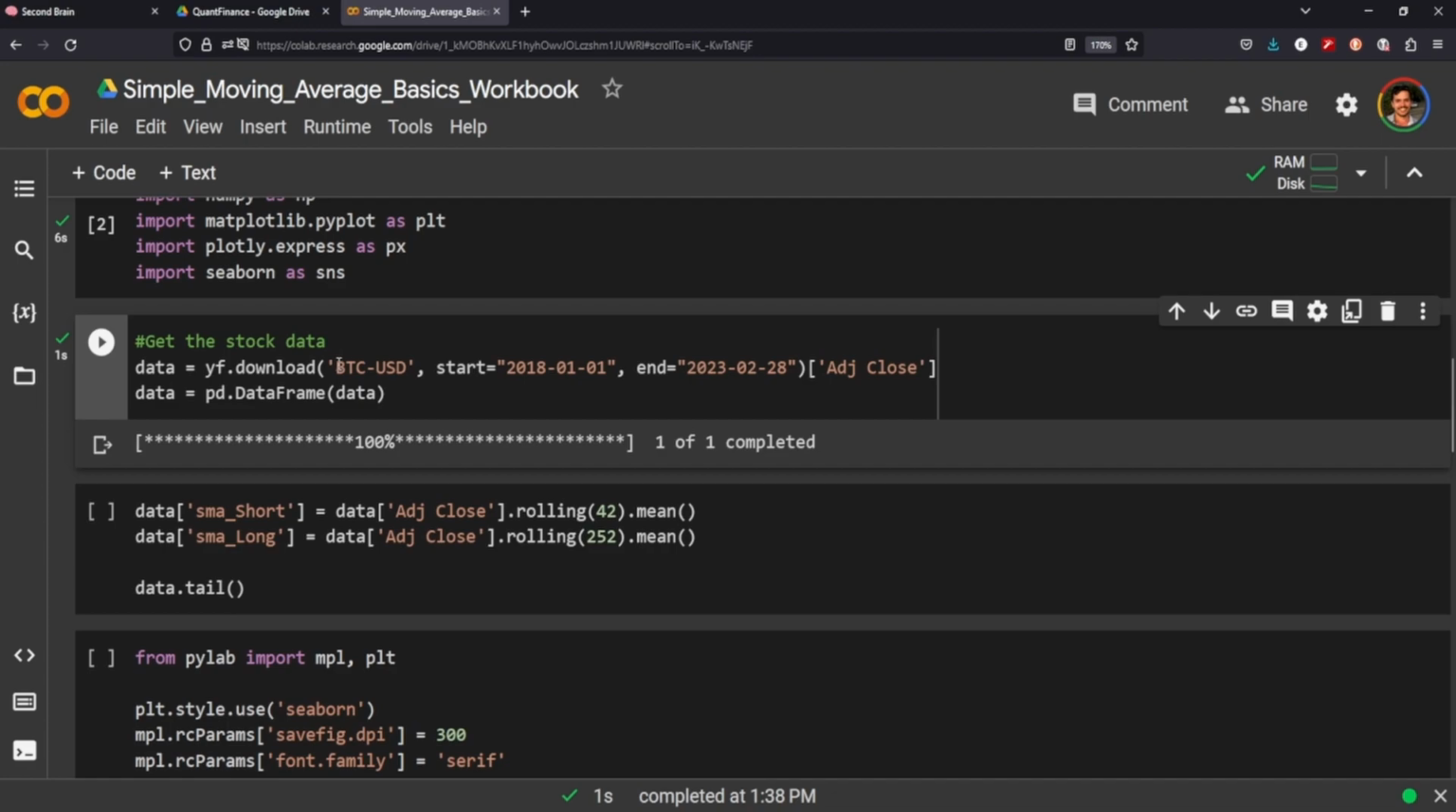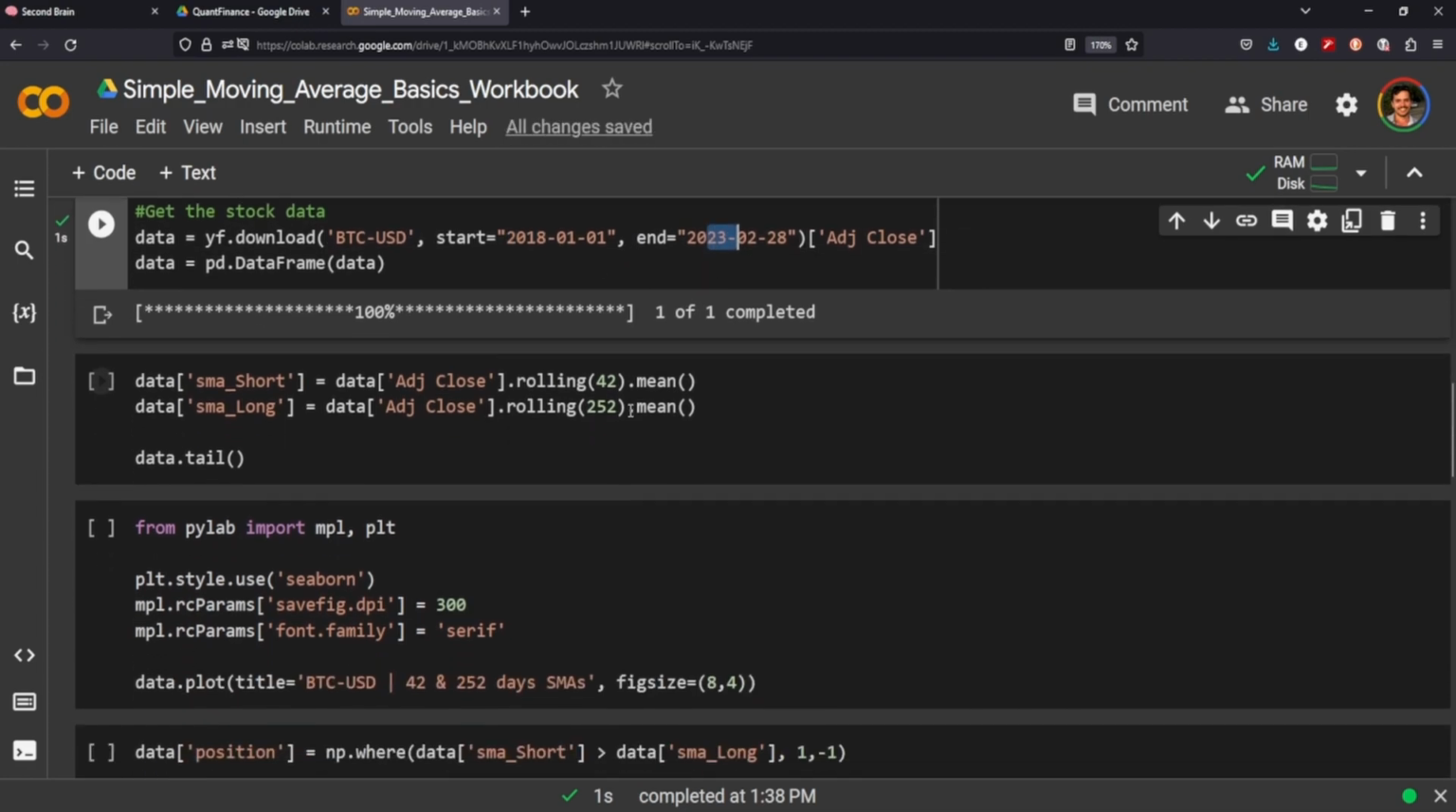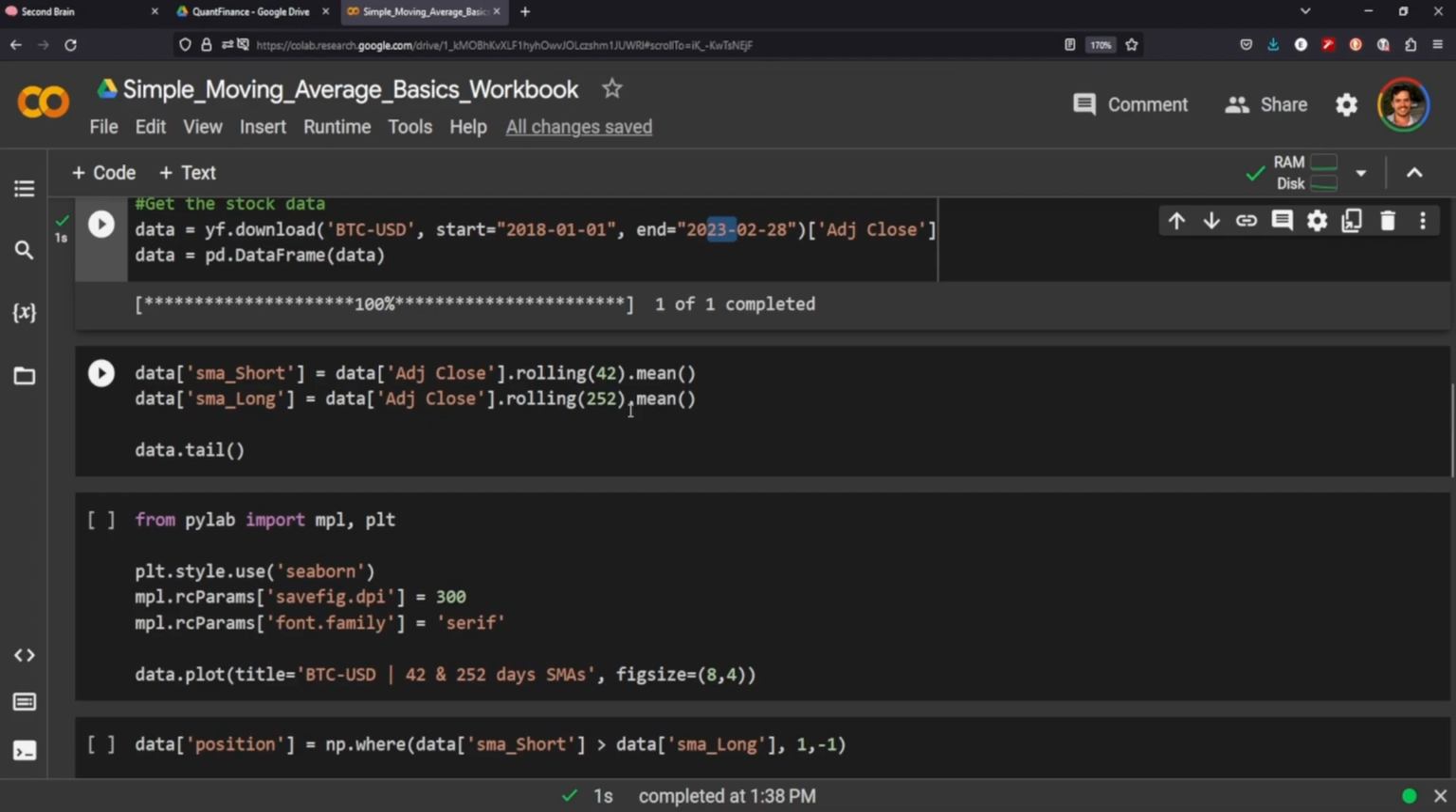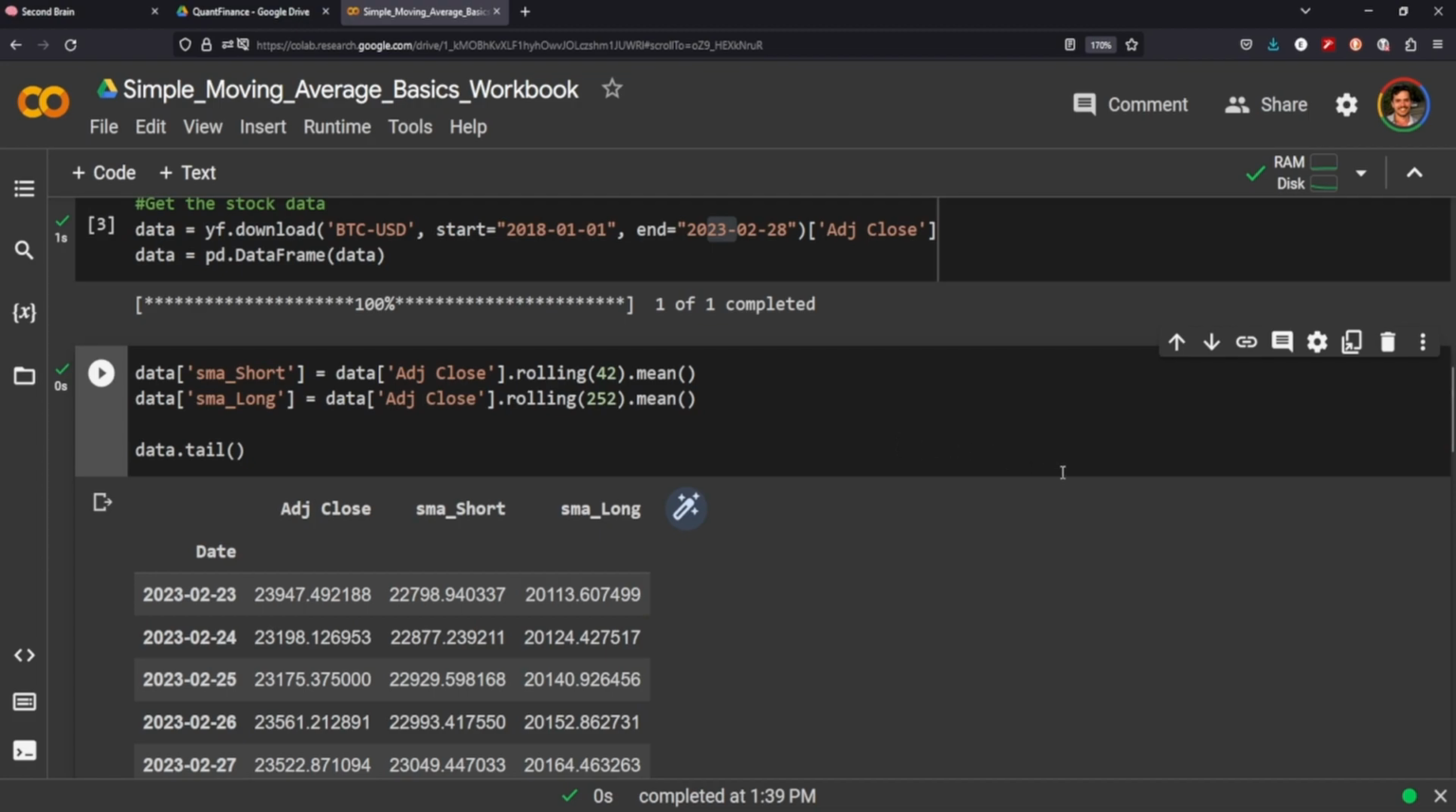What we're going to be doing is looking at Bitcoin to US dollar, from 2018 to the end of February 2023. Now, the idea with the simple moving average is you set two rolling averages. One is short, one is long. And when they cross over one another, it's a signal that you should buy or go long, or vice versa. It'll make more sense when we visualize it.